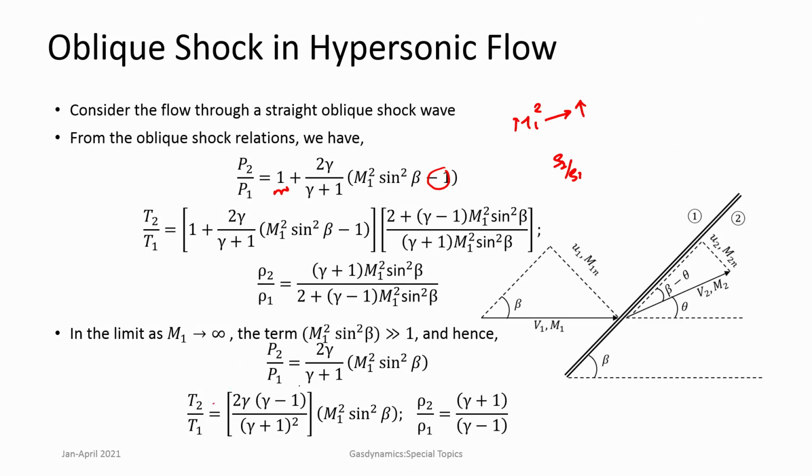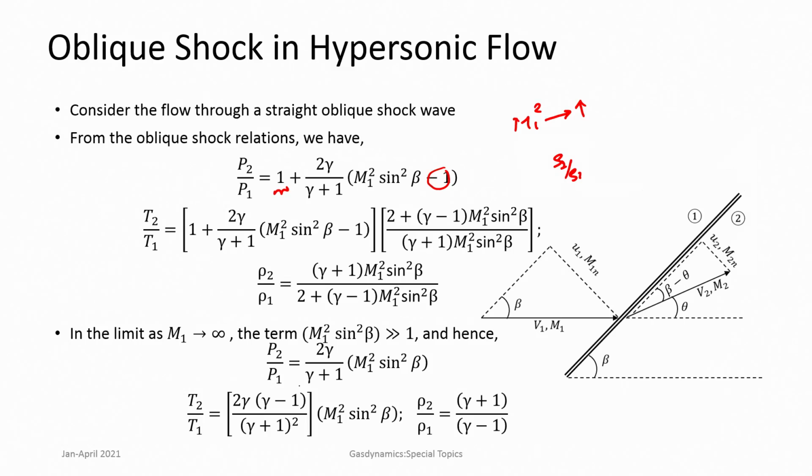Because of this, T2 by T1 is nothing but P2 by P1 divided by rho 2 by rho 1. So you can substitute that here, and a much simplified expression for T2 by T1 can be obtained. So as we put the limit that Mach numbers go to large values, we are able to produce simplifications to the oblique shock equations.